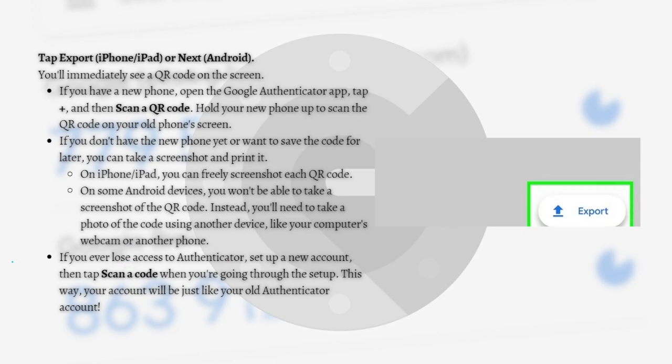And if you ever lose access to Authenticator, set up a new account, then tap Scan a code when you're going through the setup. This way, your account will be just like your old Authenticator account.